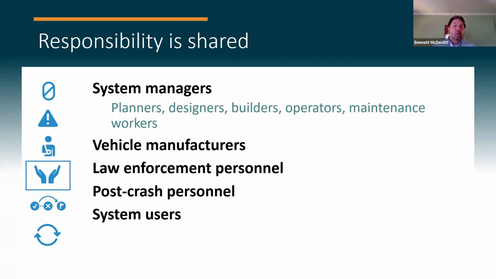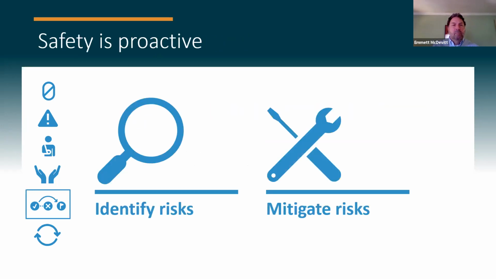The responsibility is also on the vehicle manufacturers to employ the latest technology to prevent crashes. Law enforcement personnel to enforce those laws and issue tickets for bad behavior. And then, of course, the EMS folks, they provide a really important role in survivability and limiting that serious injury. But of course, the last thing is the system user. All of the users are responsible for their own safety. And so it's a shared responsibility and accountability.